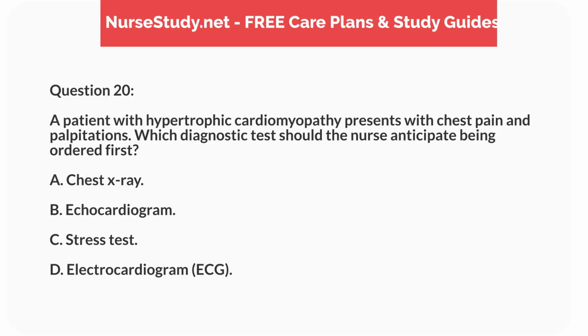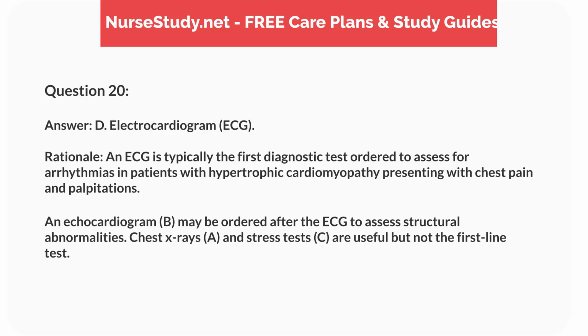Question 20. A patient with hypertrophic cardiomyopathy presents with chest pain and palpitations. Which diagnostic test should the nurse anticipate being ordered first? A. Chest X-ray. B. Echocardiogram. C. Stress test. D. Electrocardiogram, ECG. Answer: D. Electrocardiogram, ECG.